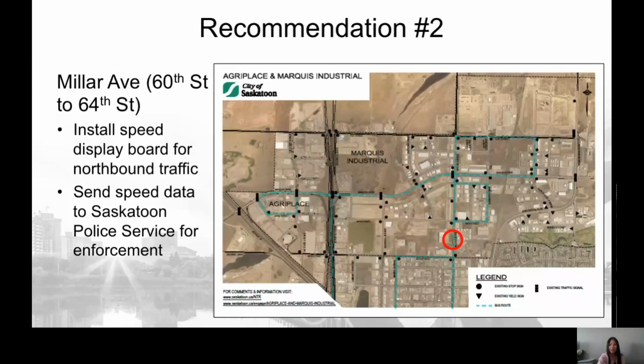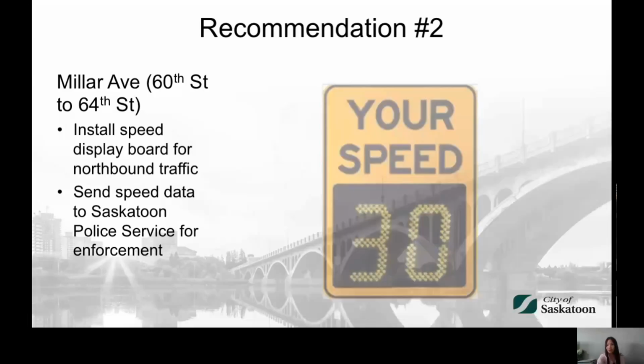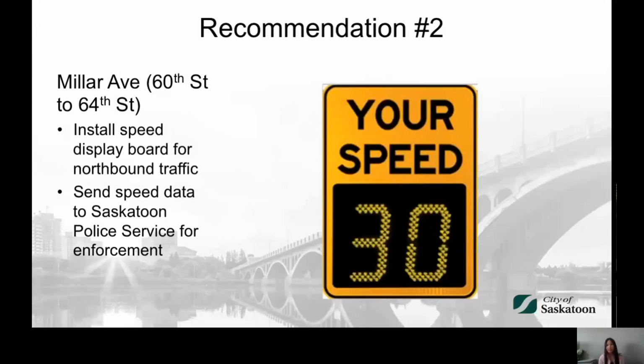Our second recommendation is on Miller Avenue between 60th Street and 64th Street. In response to speeding issues, it is recommended that a speed display board be installed for northbound traffic between 60th Street and 64th Street. This is an example of a speed display device. It displays your current speed and indicates if you are traveling above the posted speed limit. The speed display boards are installed temporarily for 1 year.